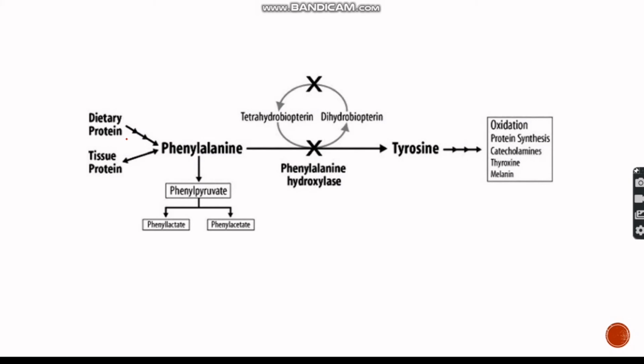This is another short pathway in which it shows that from our diet we take phenylalanine. If the enzyme phenylalanine hydroxylase is not working properly, or if its cofactor is not working properly, then obviously phenylalanine will not be converting to tyrosine. Then a short pathway will get initiated in which it will be converted to ketone bodies: phenylpyruvate, phenyl lactate, phenyl acetate.